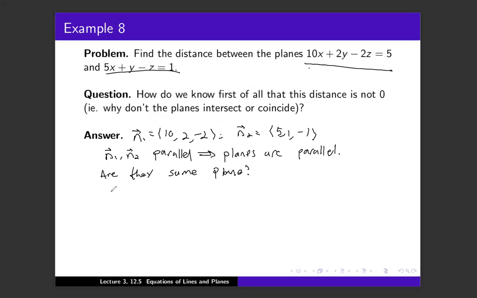And no, they're not. And the reason why they're not is because we can see, for example, that that 0, 1, 0 is on the second plane. Plug in 0, 1, 0 in for x, y, and z: 5 times 0 plus 1 minus 0. That's going to give you 1. So 0, 1, 0 is on the second plane, but not the first.